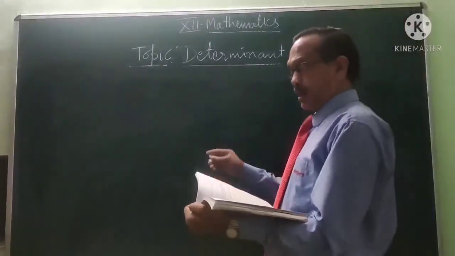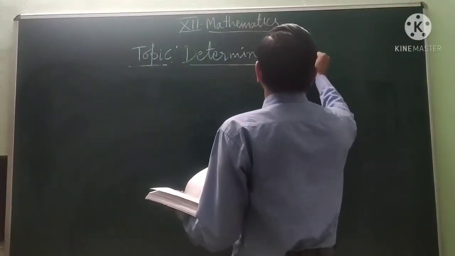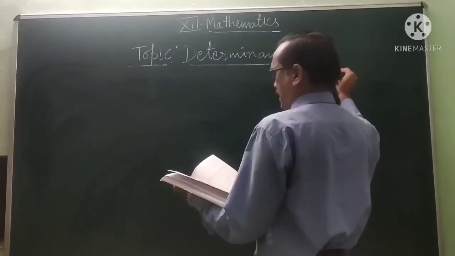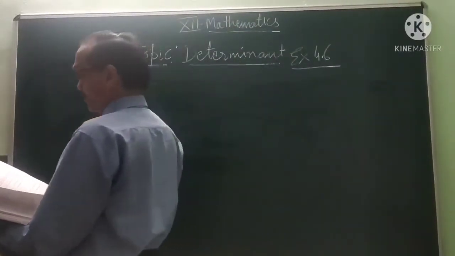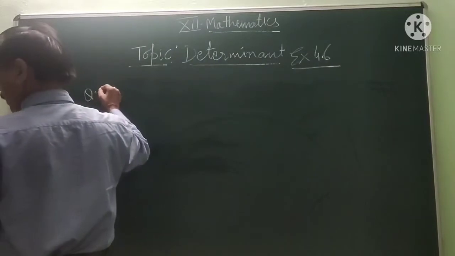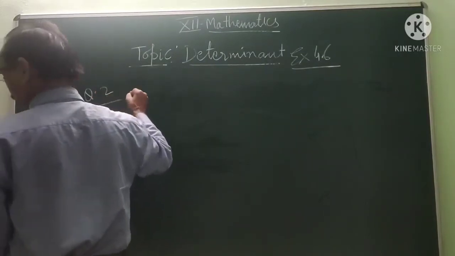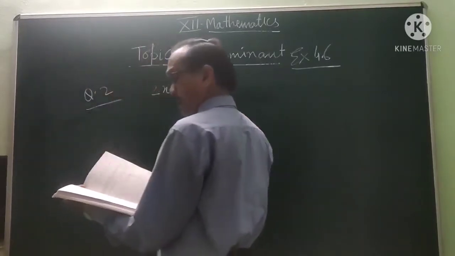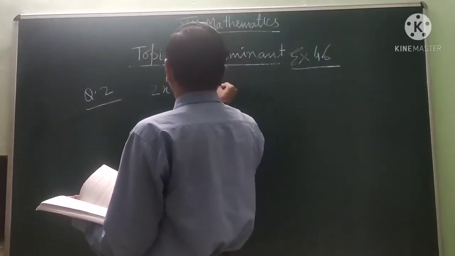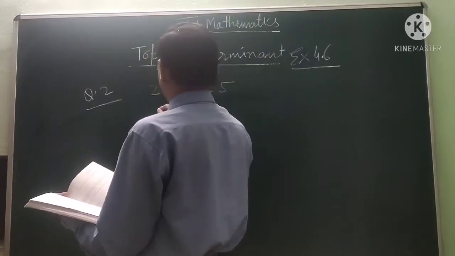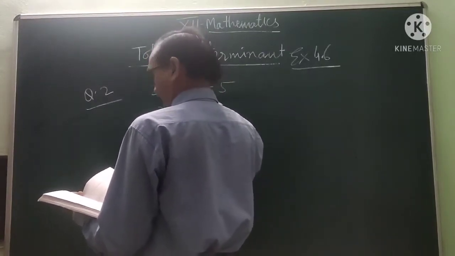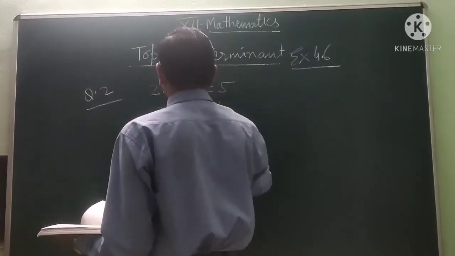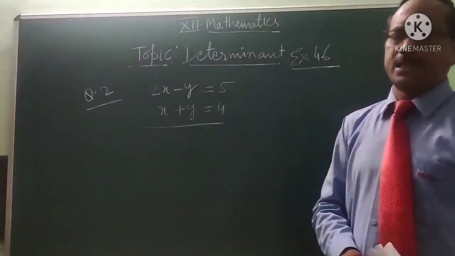Student, it is Exercise 4.6, question number 2. Here 2x minus y is equal to 5 and x plus y equal to 4. Students, see the solution.